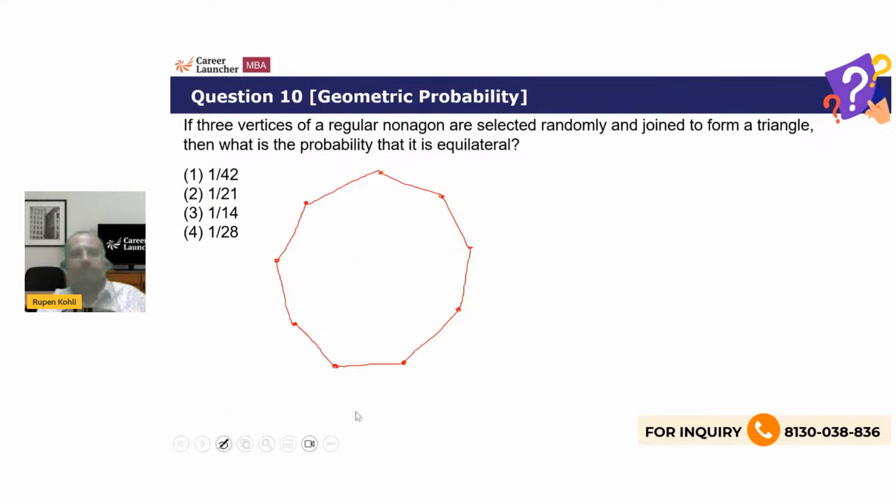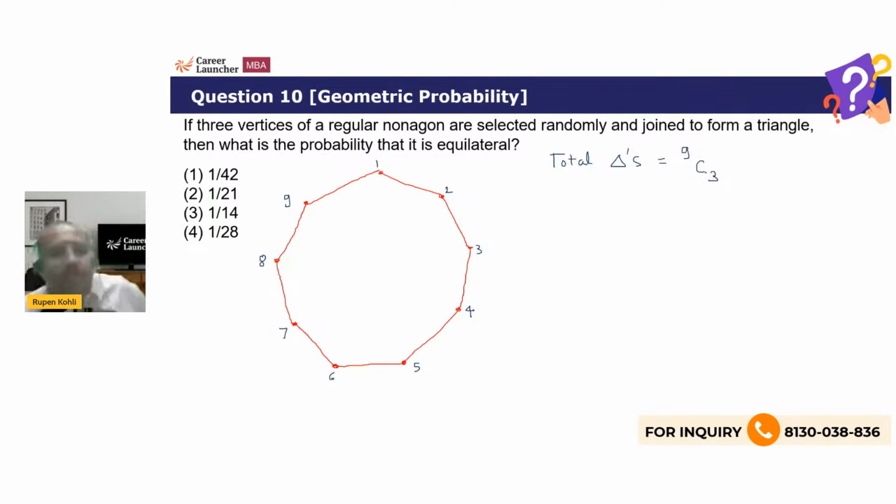So there's a regular nonagon, and 3 vertices are being selected. Let's label these vertices from 1 to 9. I'm going to select 3 vertices. How many total triangles can be found? First of all, it's a probability question. So the denominator will be total triangles, the numerator will be favorable triangles. Probability is always favorable cases upon total cases. Total triangles means from 9 points, I select 3 points. So 9C3 total triangles can be formed.